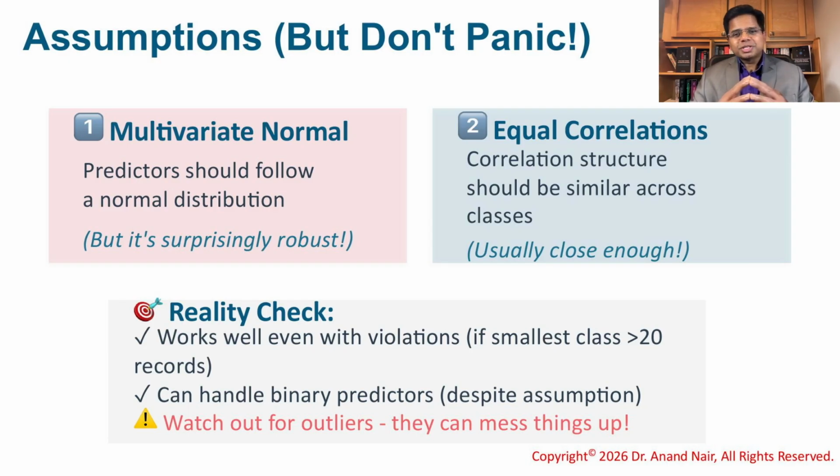Now here's the good news that'll make you sleep better at night. This method is surprisingly chill about violations. It's like that friend who says they're vegan but will totally eat pizza at 2 a.m. As long as your smallest class has at least 20 records, you're usually fine. Binary predictors? No problem. Non-normal data? It'll probably work. The one thing that'll really mess you up, outliers. Those weird data points that are way off from everyone else. They're like that one person at karaoke who insists on singing opera, technically impressive but throws off the whole vibe.